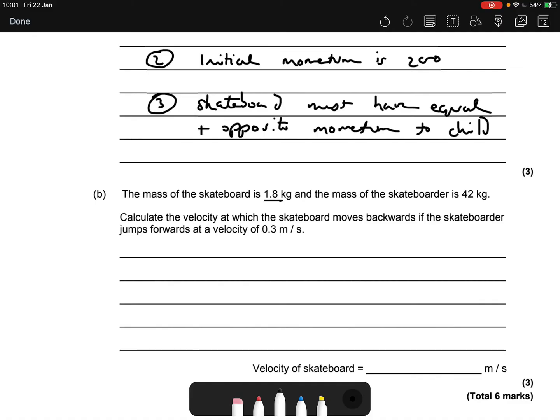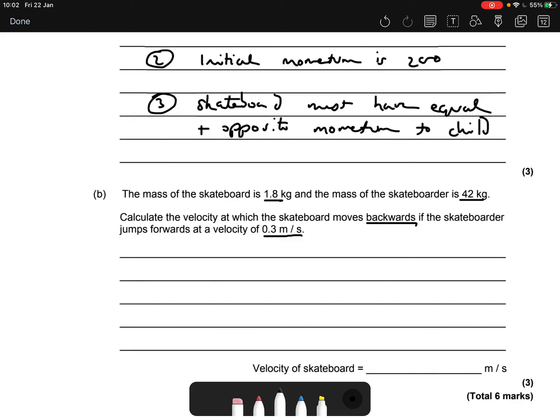We've got a mass of a skateboard, mass of a skateboarder. Calculate the velocity at which the skateboard moves backwards. The skateboarder jumps forwards with a velocity of 0.3 meters per second. And they've given our direction as being backwards, so we don't need to worry too much about the pluses and minuses because we've already been told it's going backwards. So it's kind of encompassed within the words.